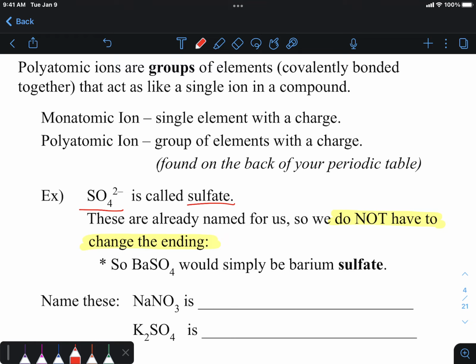So, if you see this compound right here, BaSO4, that's barium, and SO4's name is sulfate, so this is simply barium sulfate. You look up the charge of barium, you see it's +2. You look up the charge on sulfate, you see it's -2, and that makes sense. That goes together.